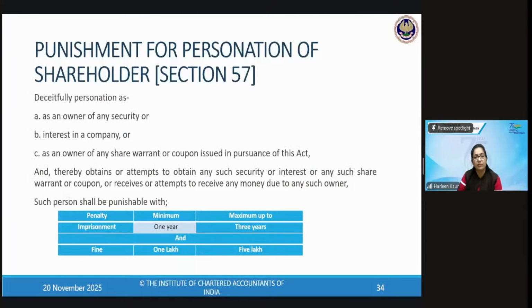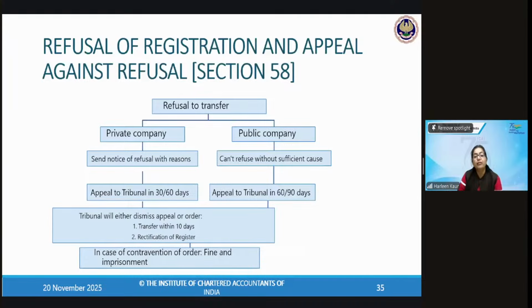Transfer and transmission we have revised. This is section 58. If it is a private company, it should send the notice with reasons. A public company can't refuse without sufficient cause. In either case, if the notice has been sent within 30 days, he will file an appeal in the next 30 days, and further action will be taken in 60 days. Here the appeal has to be filed in 60 days and the action in 90 days. If no notice has been received, then within 90 days the Tribunal will pass an order that the transfer shall be done within 10 days or the register rectified. And if there is any contravention, fine and penalty will be charged.